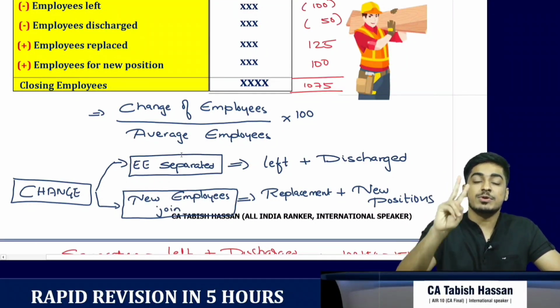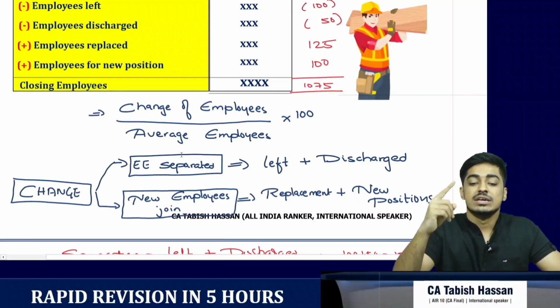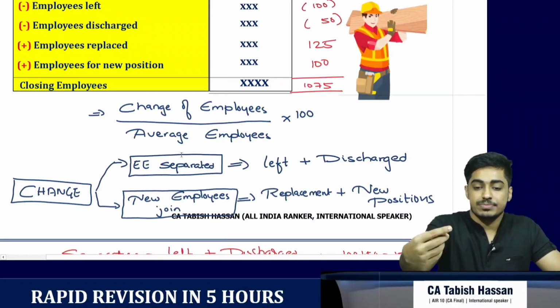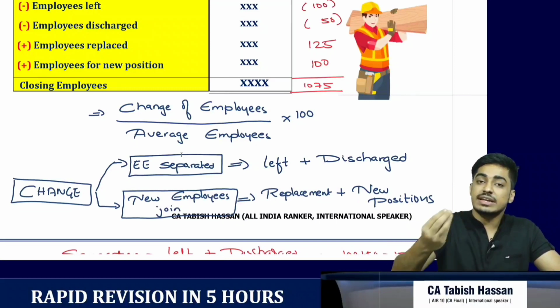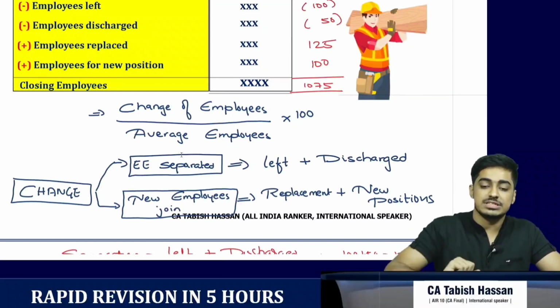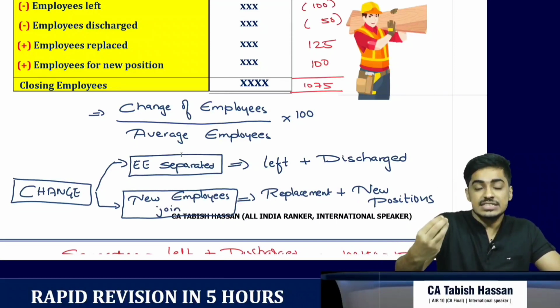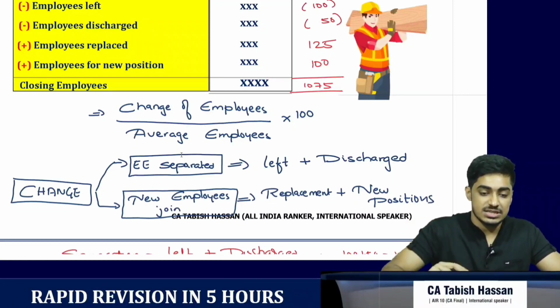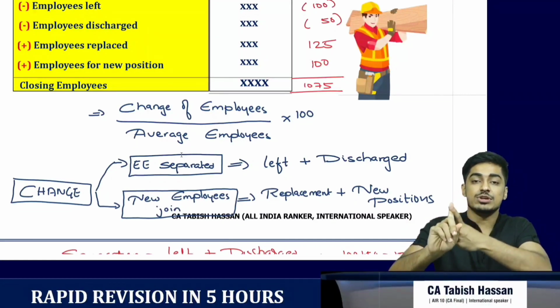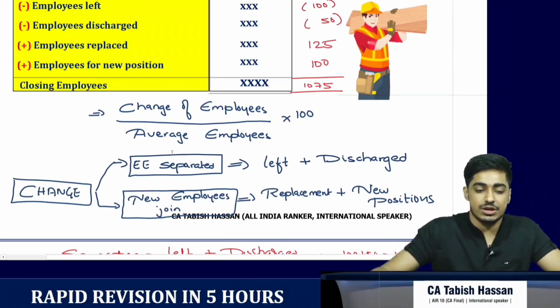Employees separated maybe because of 2 reasons. First is, employees have left by themselves. Employee didn't like the job, he left the organization. That's the first reason. Second thing is, we have discharged him from work. We didn't want him there, so we have discharged him from work. So two reasons for separation: employees have left the organization, employees have been discharged from the organization.